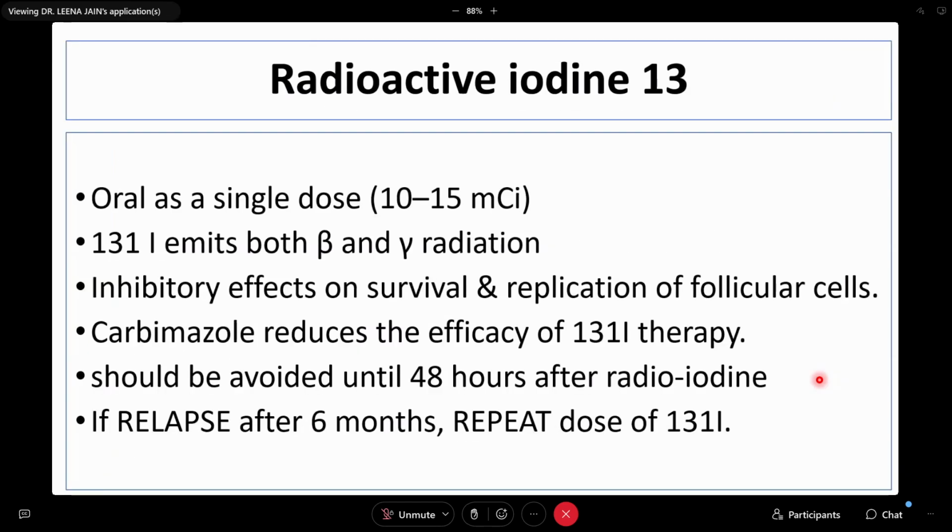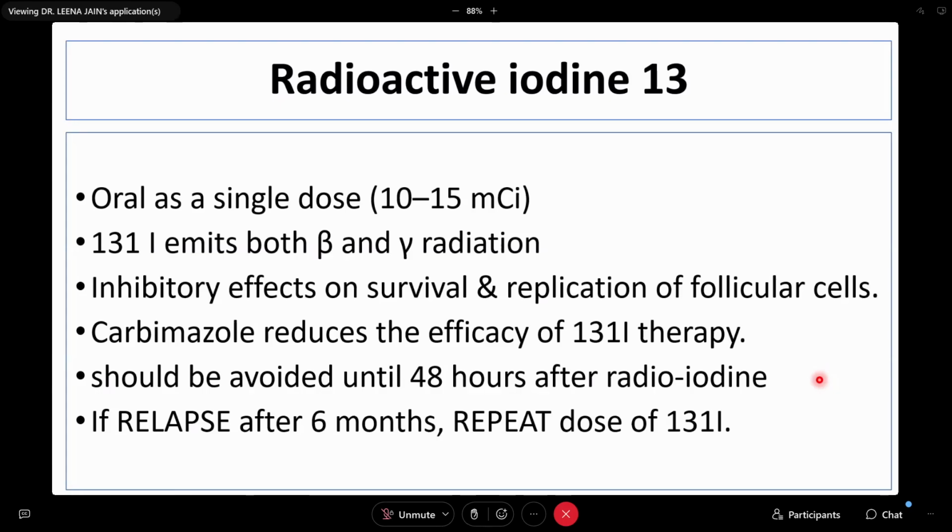Then what about the radioiodine 131? There is a misprinting, 131 it is. It is given orally and it is given as a single dose, and it is 10 to 15 millicuries. Okay, so it is a single dose of radioactive iodine and it is given in the form of an oral formulation.